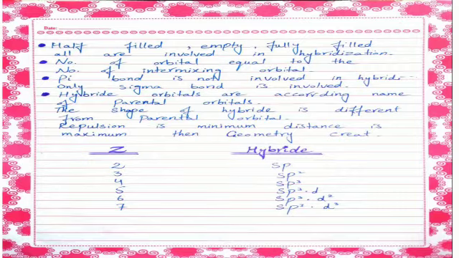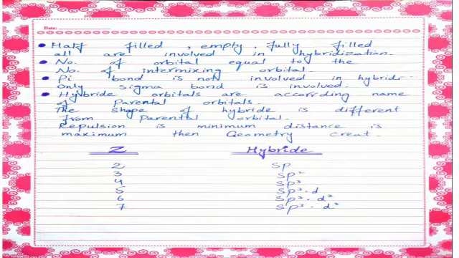And the last, but not least, is that hybrid orbitals are named according to the parental orbitals. The shape of the hybrid is different from the parental orbitals. Repulsion is maximum, distance is maximum, then the geometry is obtained.